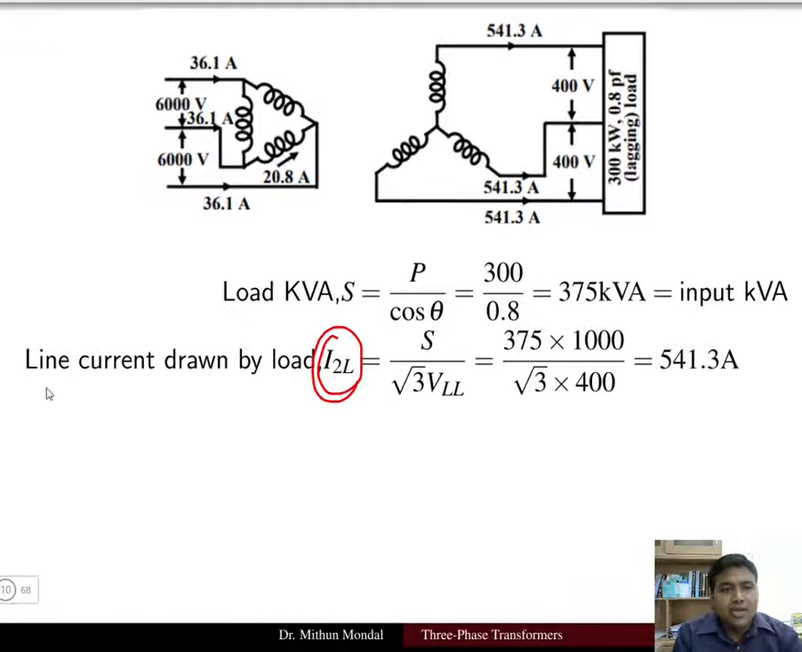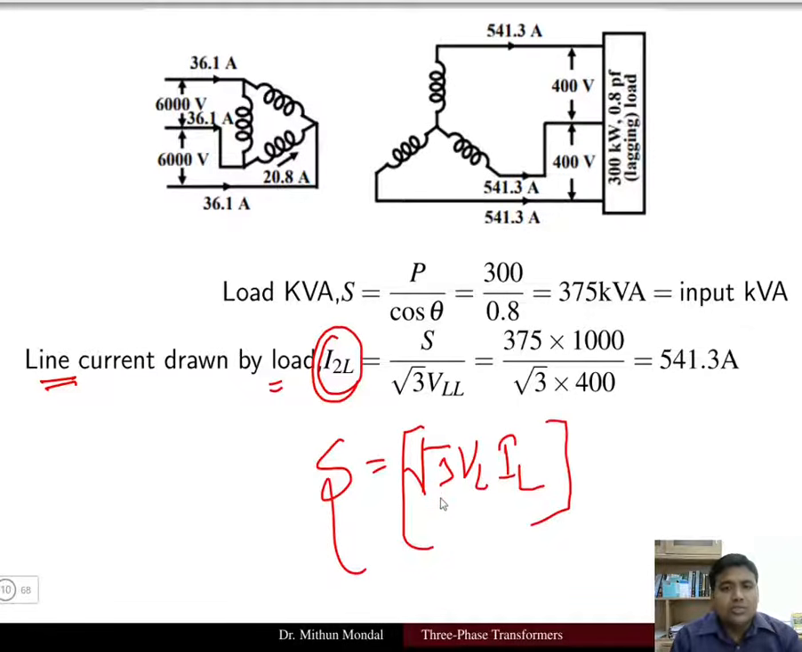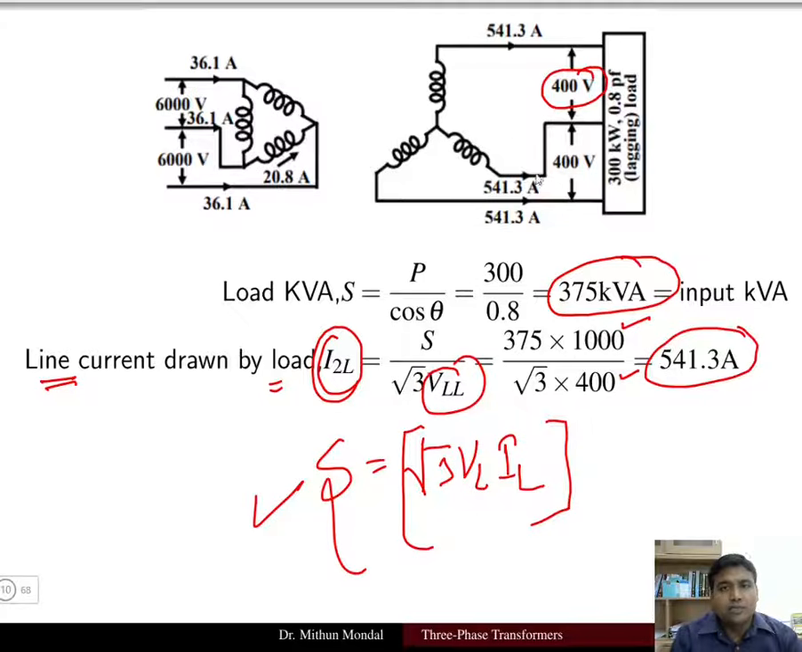Now we can find the line current on the secondary. The line current drawn by the load can be found from the formula that the complex power S is equal to root 3 times the line voltage VL into the line current. We have the complex power as 375 kVA, which we estimated, and the line voltage is 400 volt. On substituting, we get the line current as 541.3 ampere. So 541.3 ampere is the current flowing to the load, and this is three phase.